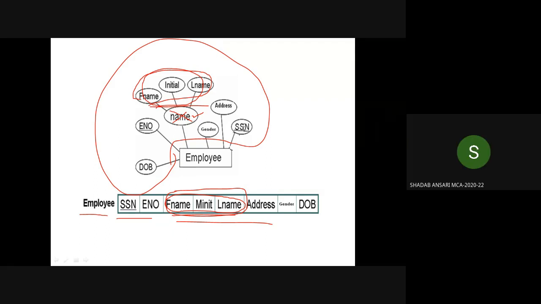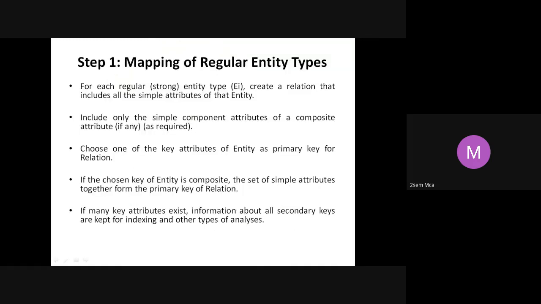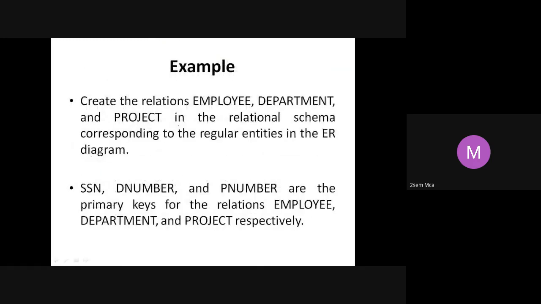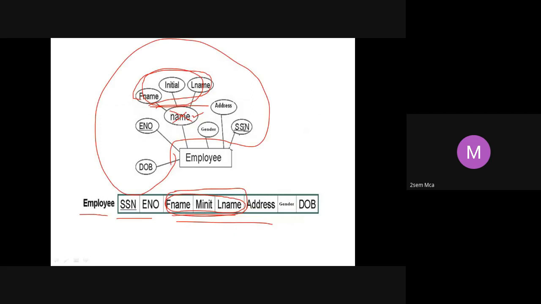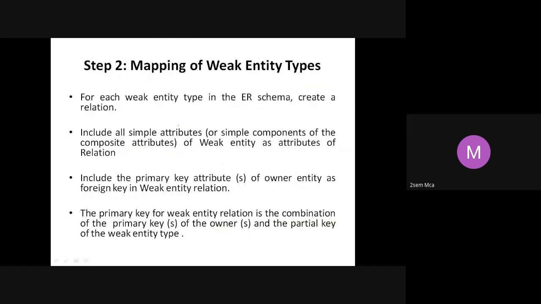Yeah, so that is the first step. Let's move on. All this is theory, and I don't want to tell all that; I have already told it with respect to an example. Now, let us move on to the second step. Second step is what? Mapping of weak entity types.